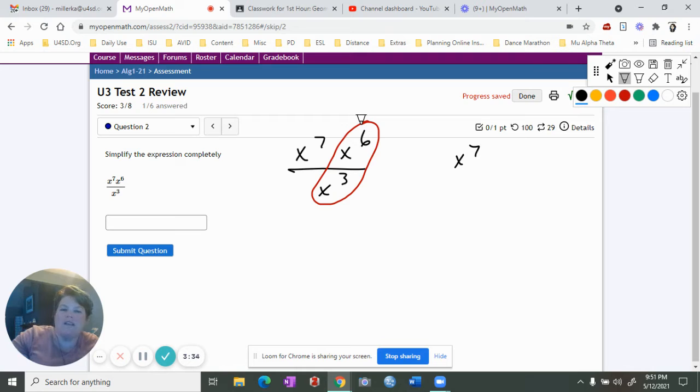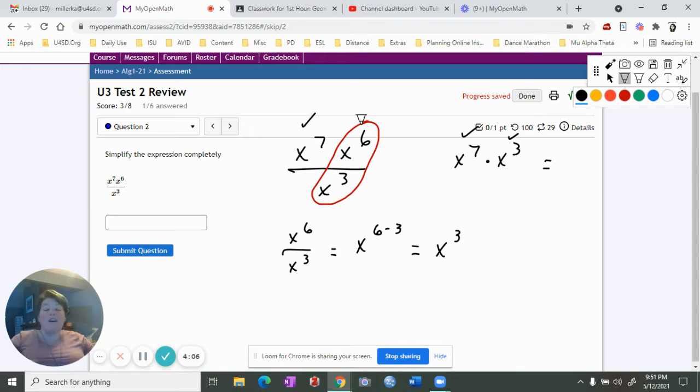Because I might recall my quotient rule. Do you remember that? So if I have x to the 6th over x cubed, I can simplify this by subtracting my exponents, 6 minus 3. And that gives me x to the 3rd power in the numerator still. So I have my x to the 7th, and x to the 6th over x cubed reduces to x to the 3rd.